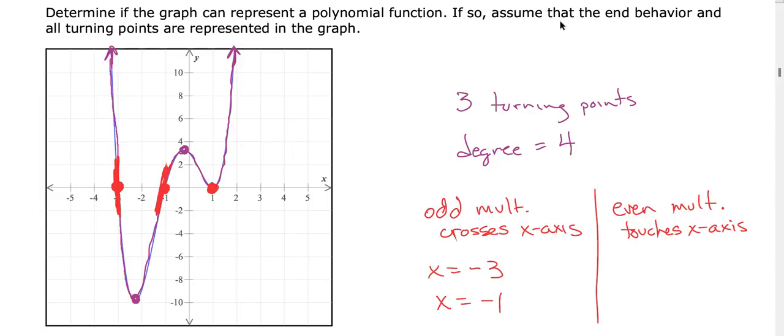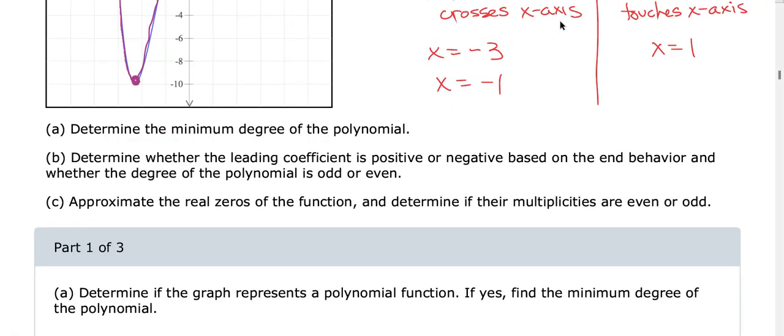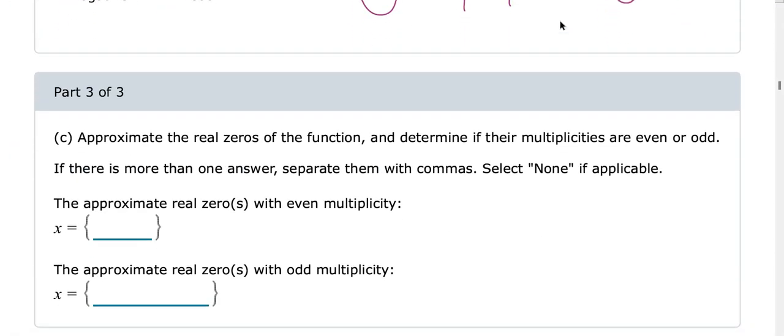All right, odd multiplicities are -3 and 1. So odd multiplicity, x equals -3, -1, and even multiplicity was 1. Remember, even touches, odd crosses the x-axis.